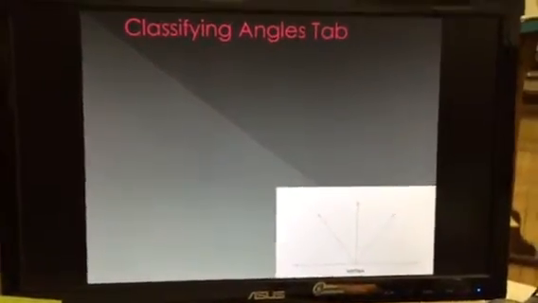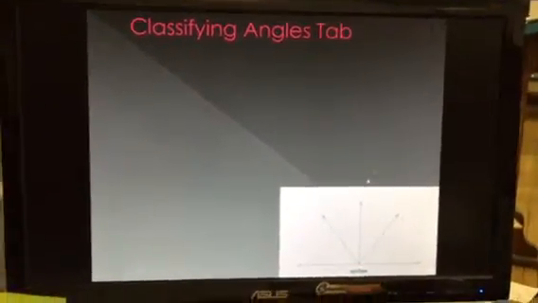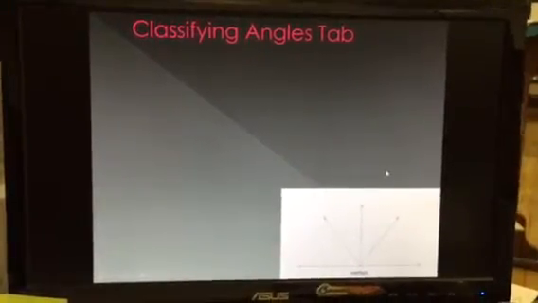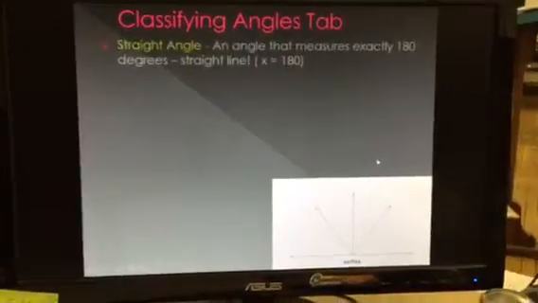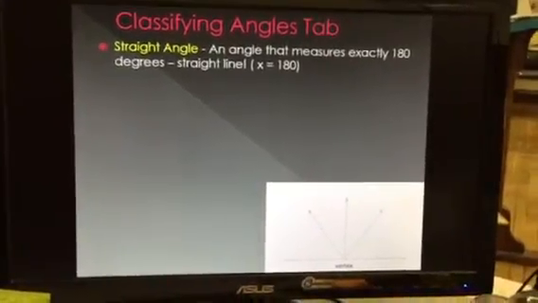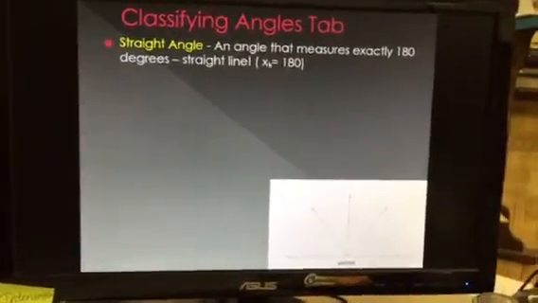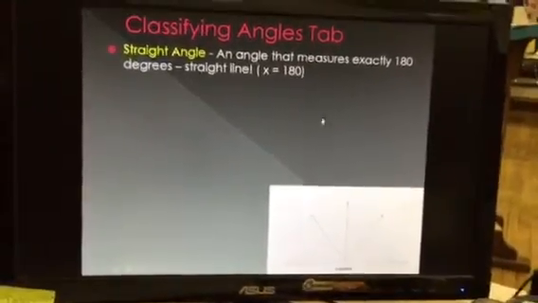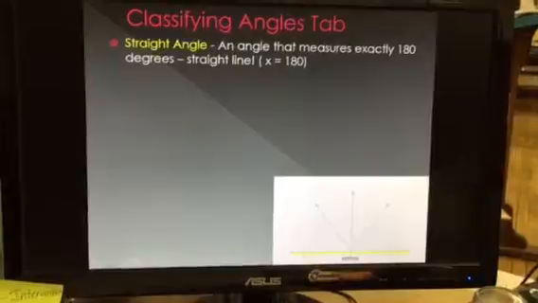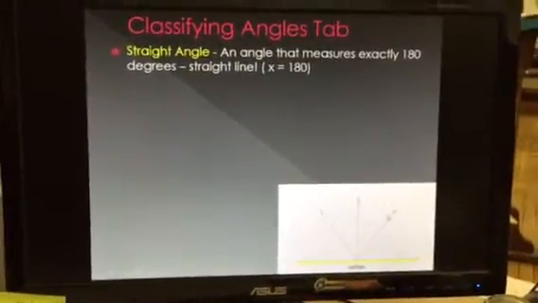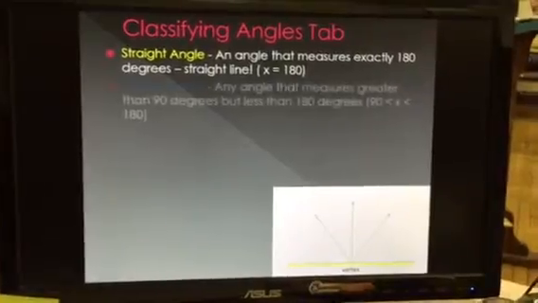Classifying angles tab. Under classifying angles, we have this lovely graphic at the top, and here's where we're going to color. So, a straight angle, an angle that measures exactly 180 degrees. It makes a straight line. So under the degrees tab, you'll say x equals 180, and I colored in that straight line there. If you need more time to get this written down, pause as you go. All right.